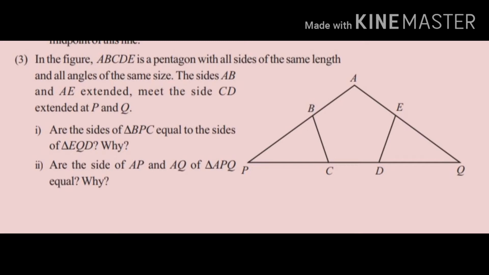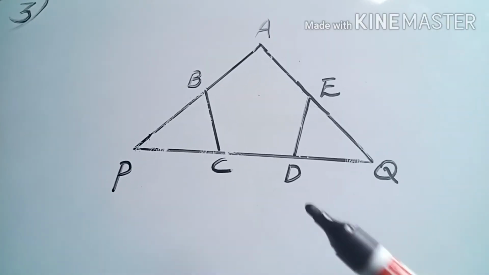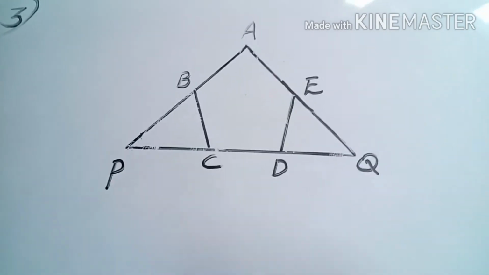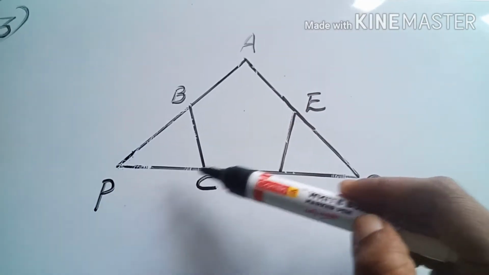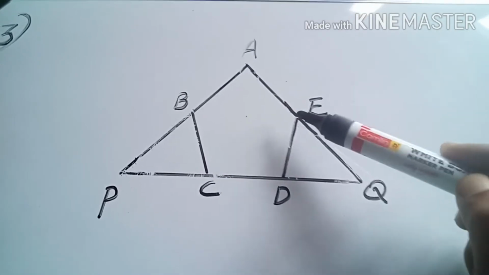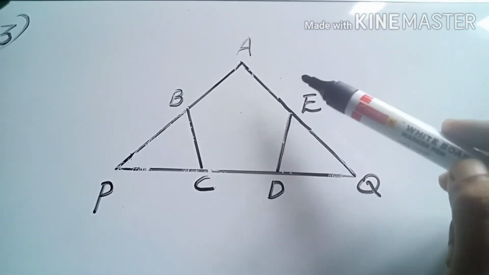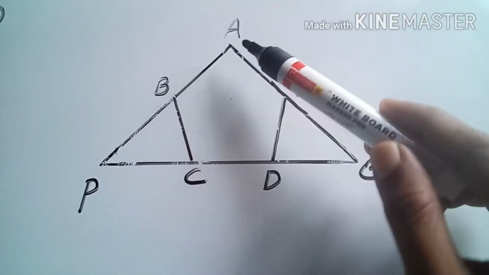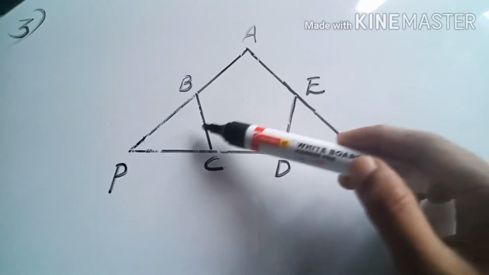One large figure is given, and in that triangle a pentagon is also given. ABCDE is a pentagon. First let's draw the rough figure and just analyze the question. This is the rough figure given in the question. So this is A, B, C, D, E. This is a pentagon. Pentagon means a 5-sided closed figure. 5 sides are there: 1, 2, 3, 4, 5.